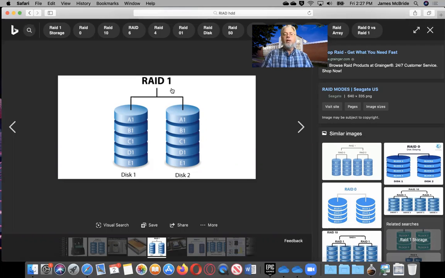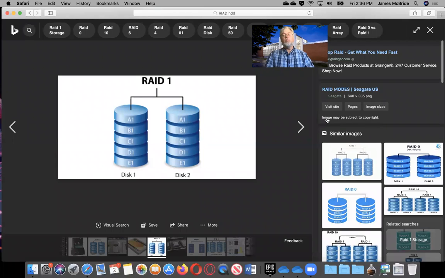Right, so RAID 1 is called mirroring, and basically you just mirror the data. So if A1 is written here, it's also written here, so you can see what they're doing. So if this is a terabyte and this is a terabyte, you don't have 2 terabytes. You have 1 terabyte. And so that is an important thing to remember.